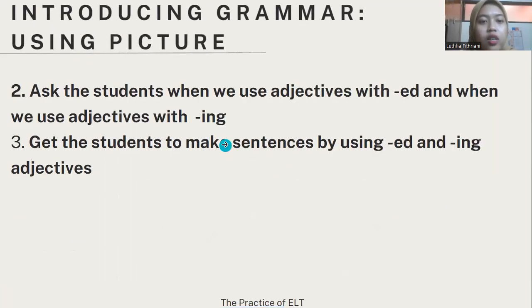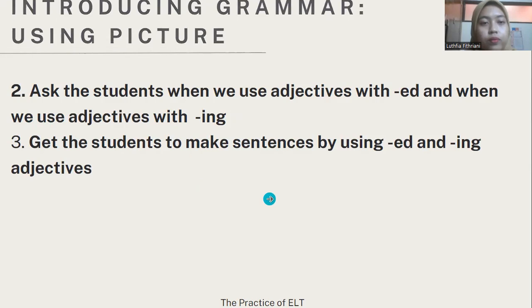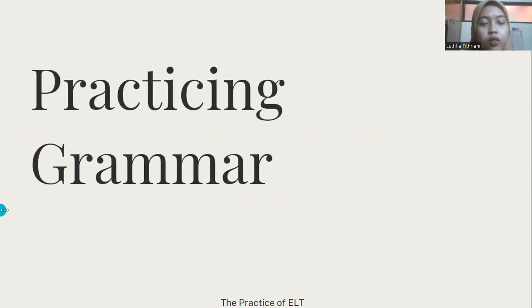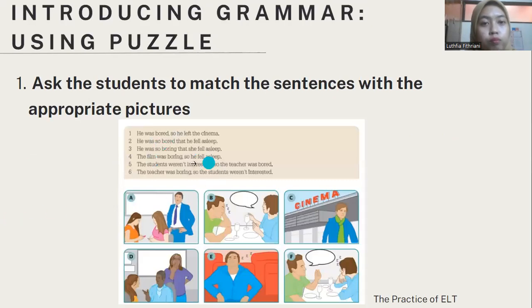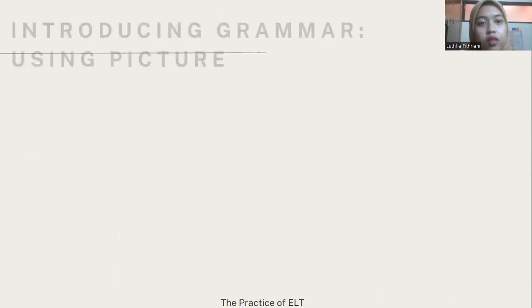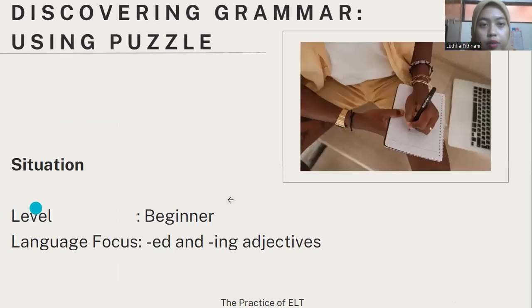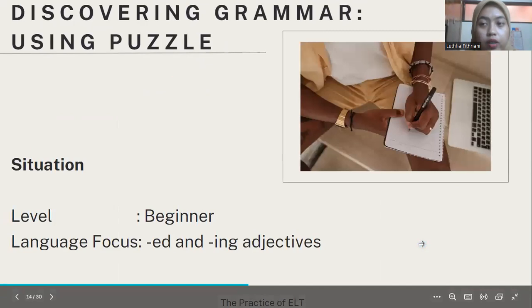After the students are done, ask the students when we use adjective with "-ed" and when we use adjective with "-ing". And then get the students to make sentences by using "-ed" and "-ing" adjectives. So that is about using puzzle in practicing grammar, in discovering grammar.